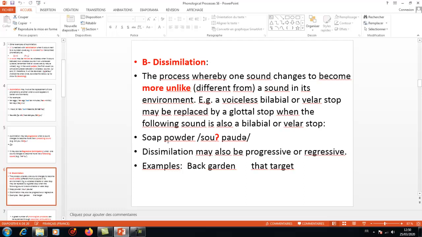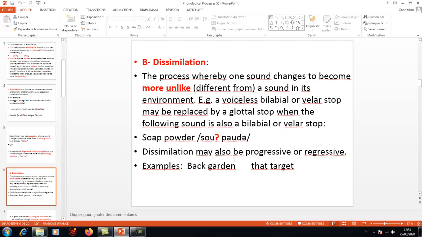Same thing in here. So normally a sequence of two voiceless stops, especially when they are homorganic stops, is a heavy sequence. It's not natural. It's not easy. So to make this sequence easier and more natural, it's better to change the first stop into a glottal stop here. So it's easier to say "soa' powder" instead of "soap powder". It's heavier. So this dissimilation process here is done for some practical purposes.